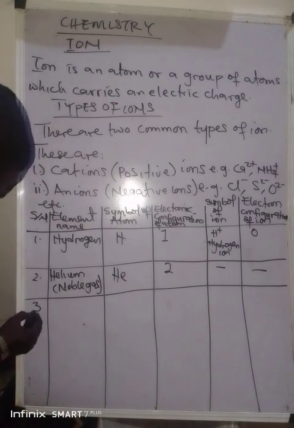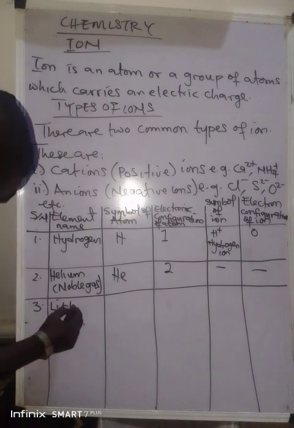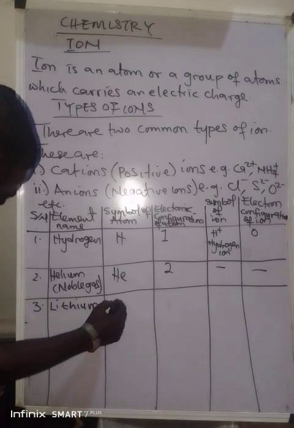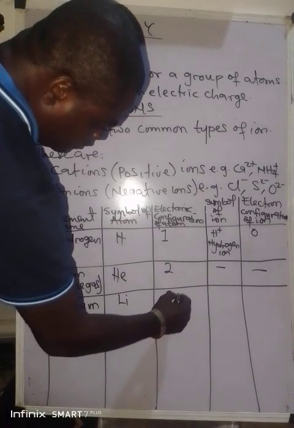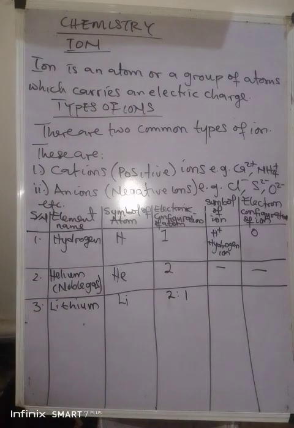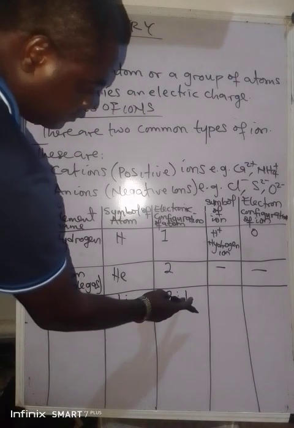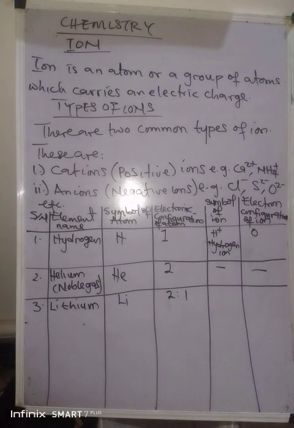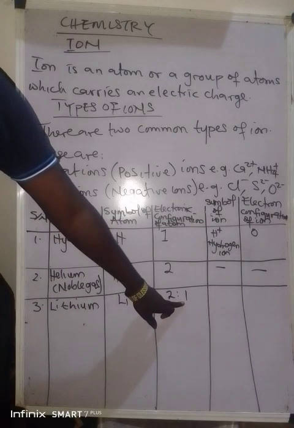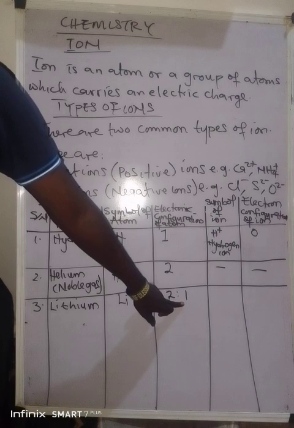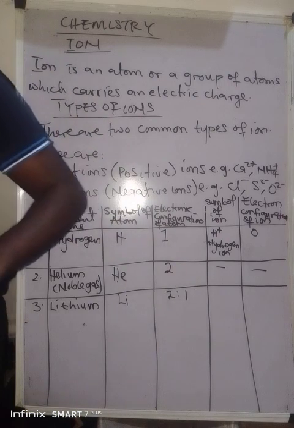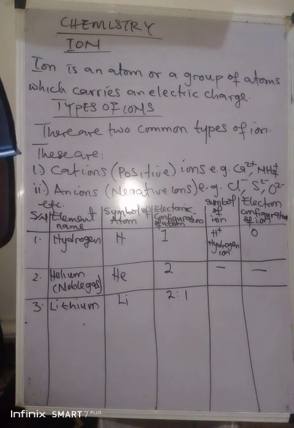The next one is lithium. Lithium, Li. The configuration of 3 is 2:1. So when it loses this one, it becomes too small. When the outermost electron is 1, it will lose it. When it is 2, it will lose it. When it is 3, it will lose it. But when it is 4 and above, it does not lose it. It borrows to add to it.